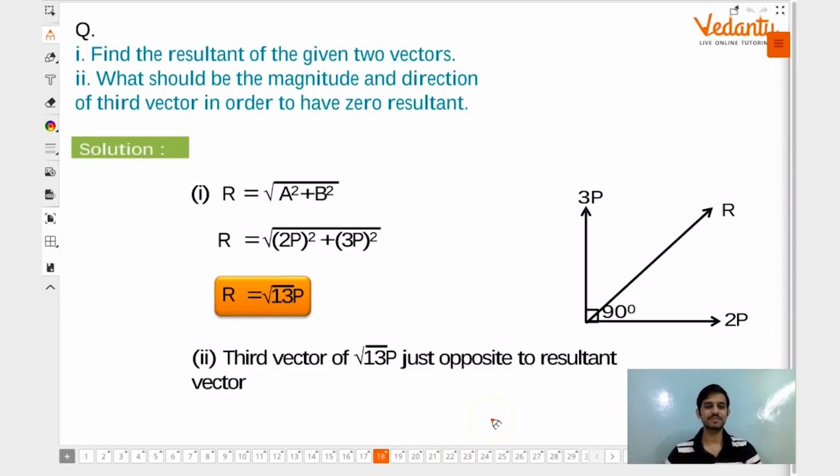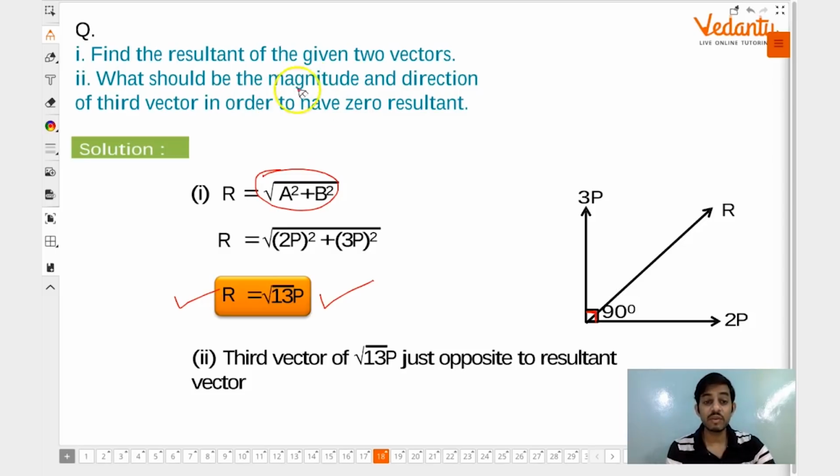Let's see. Since the angle between the vectors was 90 degree, we get an even more special case formula. What formula? Simply under root of A square plus B square. The resultant will be under root 13p. Clear? So the magnitude of the resultant is under root 13p.